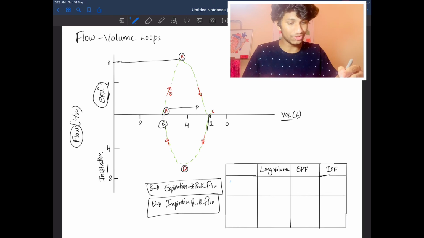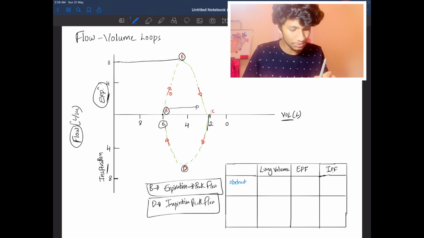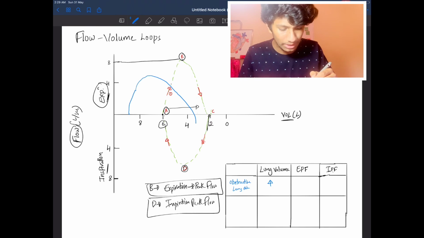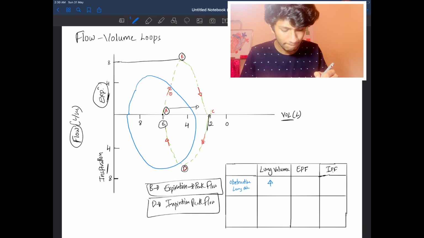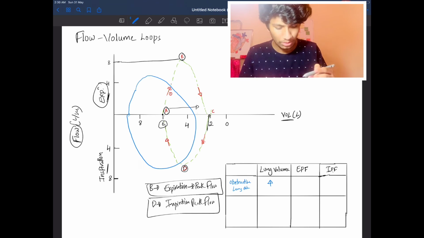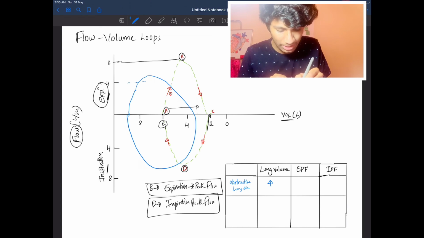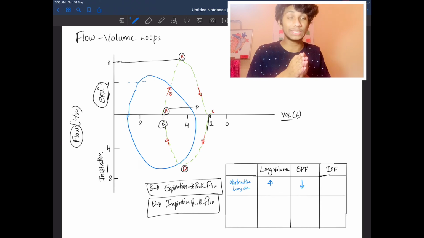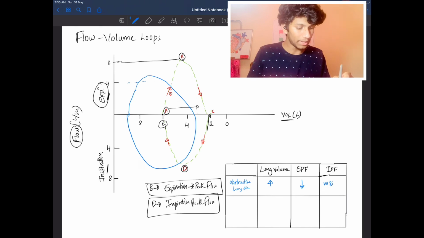But coming to the pathological situations like obstructive lung diseases, the lung volume increases, becoming more than normal, and there is a decrease in expiratory peak flow. There is no big change in inspiratory peak flow.